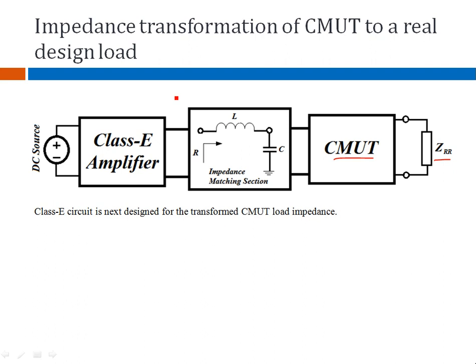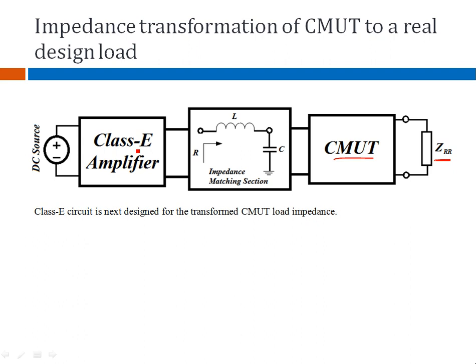So what we propose over here is to have a simple LC matching section, which is first going to eliminate the capacitive part of the CMUT, the reactive part of the CMUT, and transform the radiation resistance without putting the CMUT in some other radiation medium. We're just going to transform the radiation resistance to any particular load value of the class E amplifier. And then the class E amplifier is designed for that load. And this transformed load is going to define the bandwidth of the operation of the CMUT as well as its radiated power.